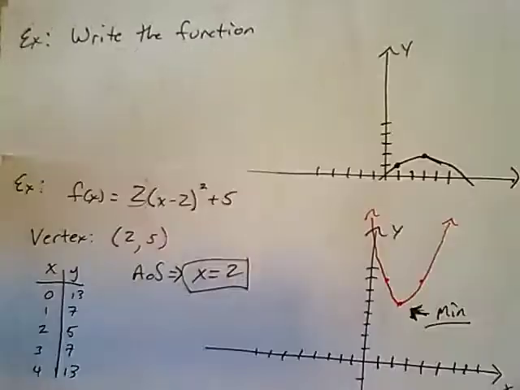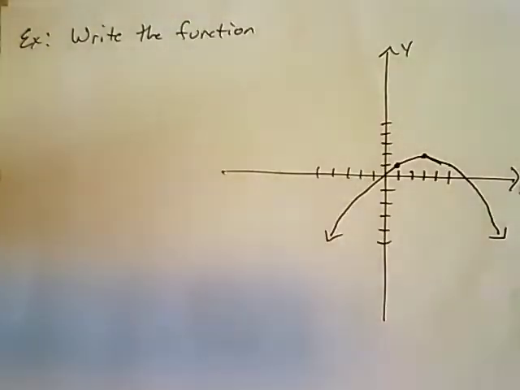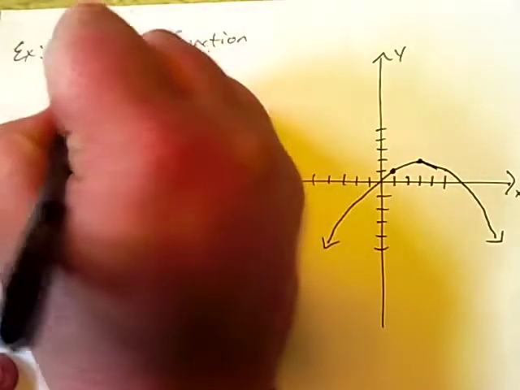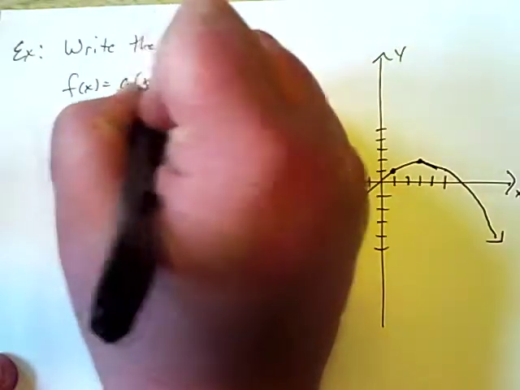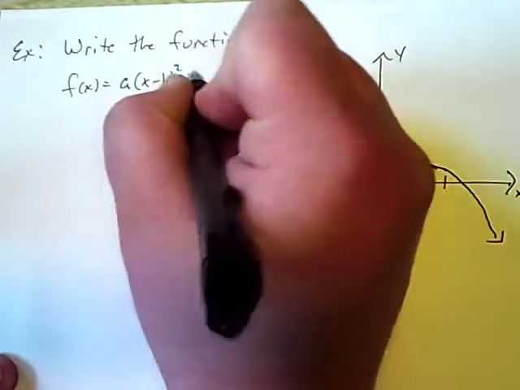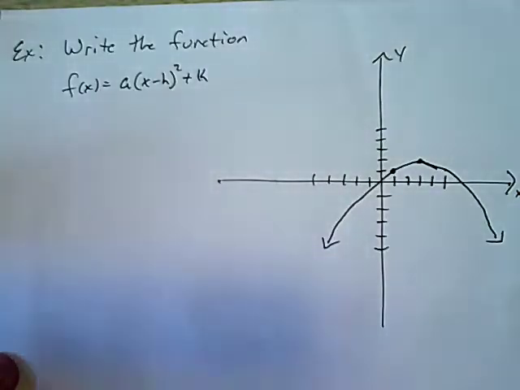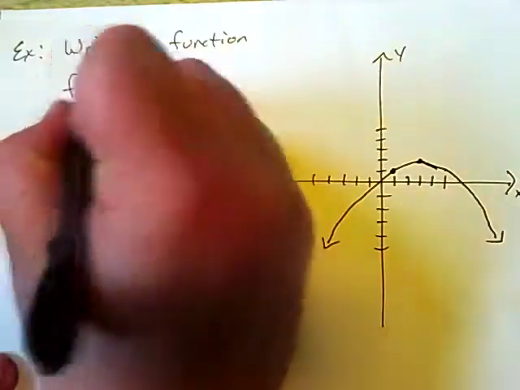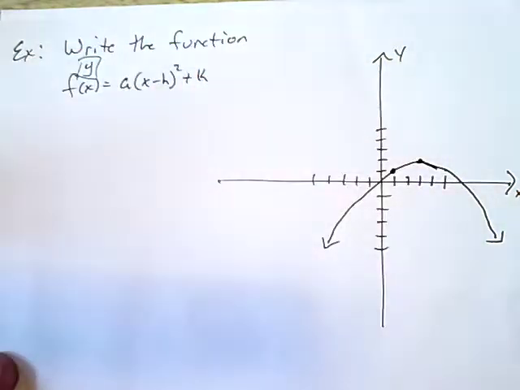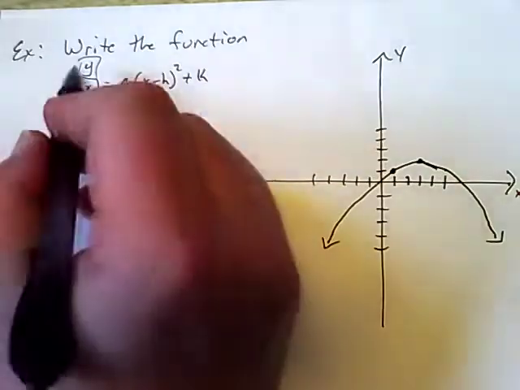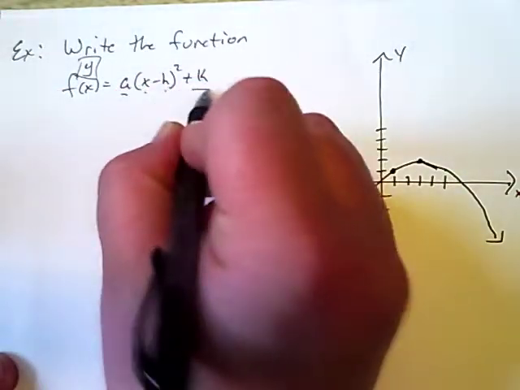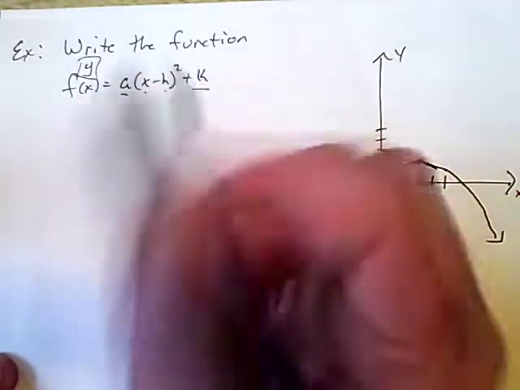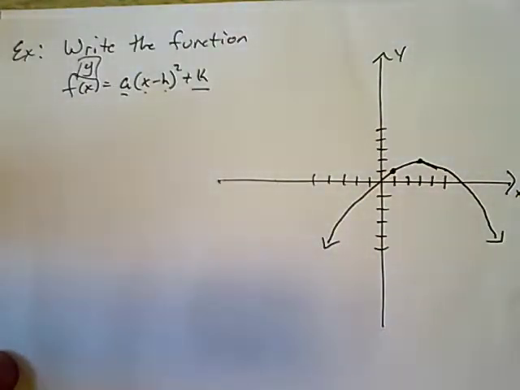Now let's take a look at what happens if we try and go backwards. My directions here are pretty simple. Write the function. Well, I know that the function is going to be in the form of f of x equals a times x minus h quantity squared plus k. So there's really several things at work here. Remember, f of x is the same thing as y, so that's just a friendly little reminder. I have y, a, x, h, and k. I have 1, 2, 3, 4, 5 things that I need to take a look at.